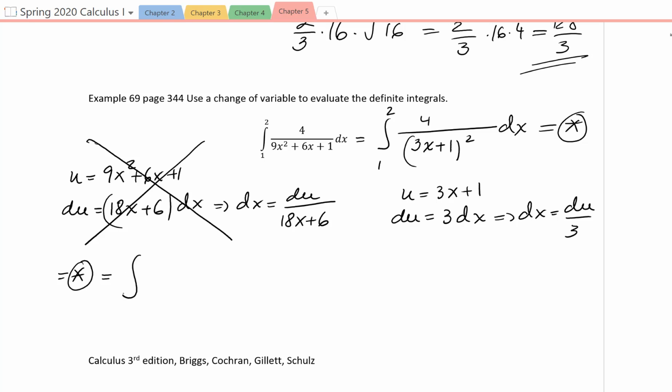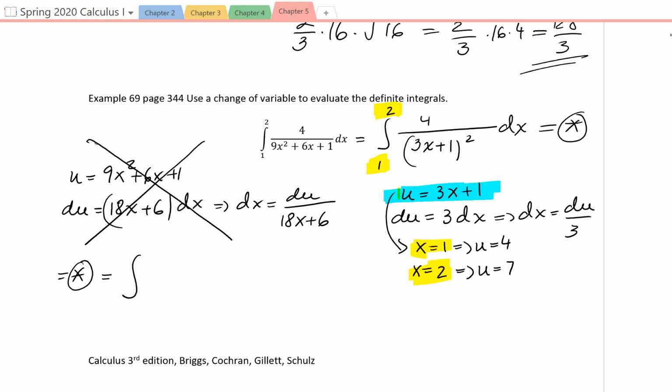Again, I'm changing the variable, so I'm not going to use the original limits 1, 2. Actually, let's set it from here. If x equals 1, u equals 4. If x equals 2, u equals 7. Where did I get those? From the fact that x is 1 or 2, and u equals 3x + 1.